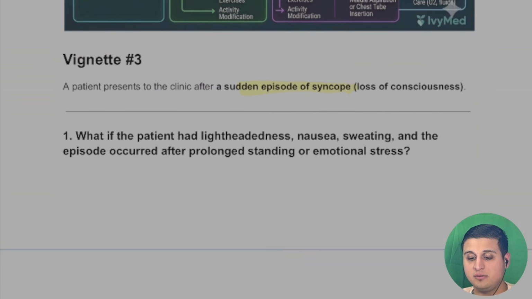So let's think about this first one. Lightheadedness is also accompanying the syncope, along with nausea, sweating, and the episode occurred after prolonged standing or emotional stress. So when we see this, where a patient has some sort of prolonged standing or emotional stress, something that's not some sort of actual medical emergency like a stroke, seizure, or hypoglycemia, which can even lead to that, this is likely a vasovagal syncope, right?